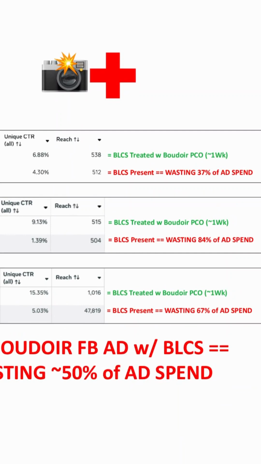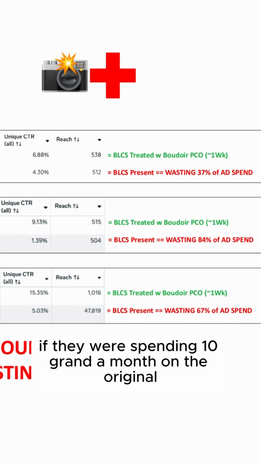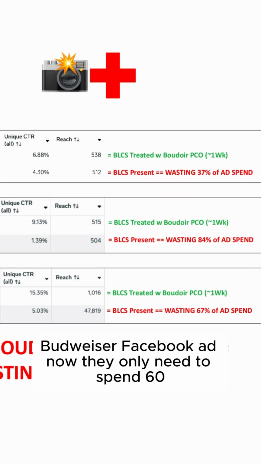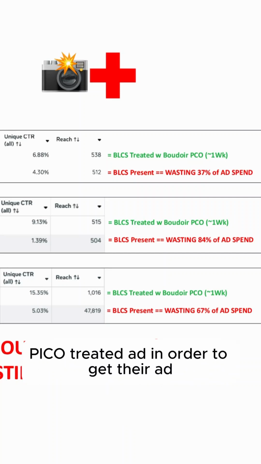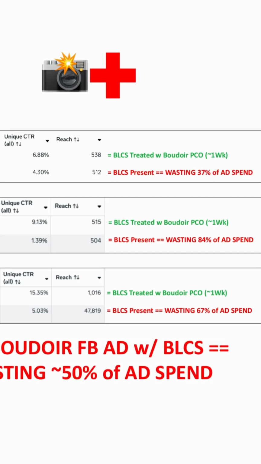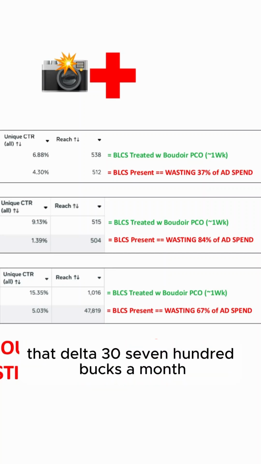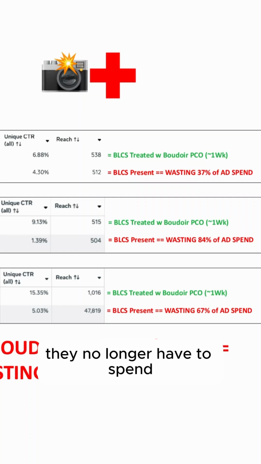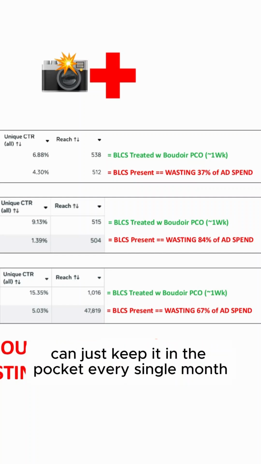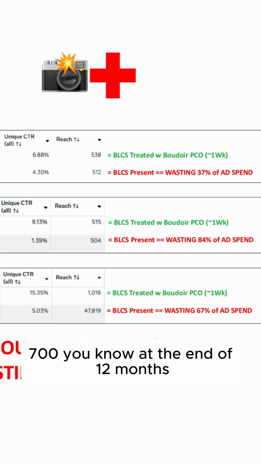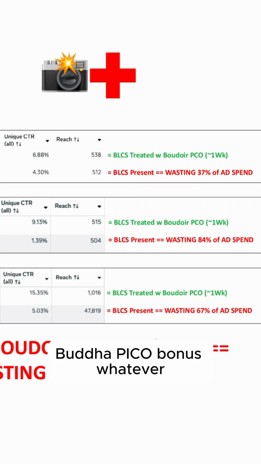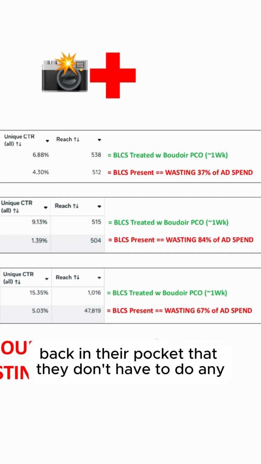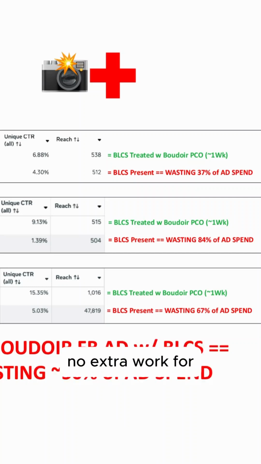And as a result, if they were spending 10 grand a month on the original Boudoir Facebook ad, now they only need to spend 6,300 bucks a month on the new Boudoir Pico treated ad in order to get their ad into the same number of women's brains. And that difference, that delta, 3,700 bucks a month, they no longer have to spend. You can just keep it in the pocket every single month, 3,700, 3,700, 3,700. At the end of 12 months, it's like a 40K kind of phantom bonus, Boudoir Pico bonus, whatever, back in their pocket that they didn't have to do no extra work for.